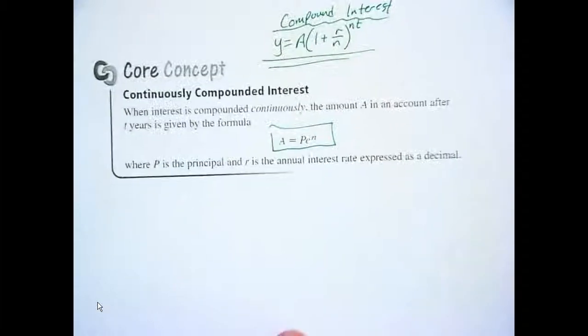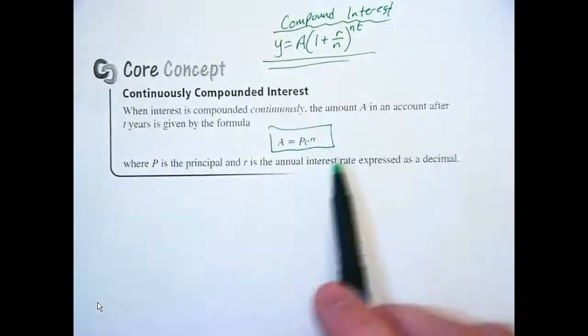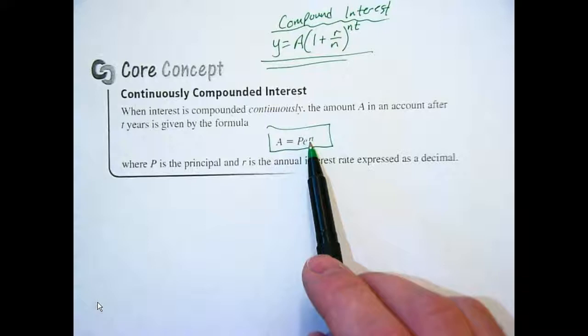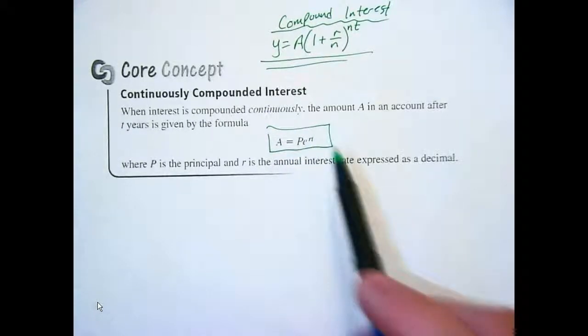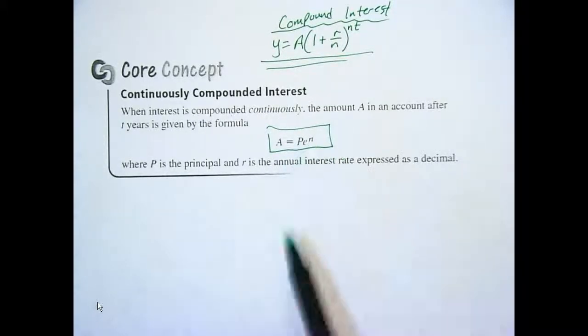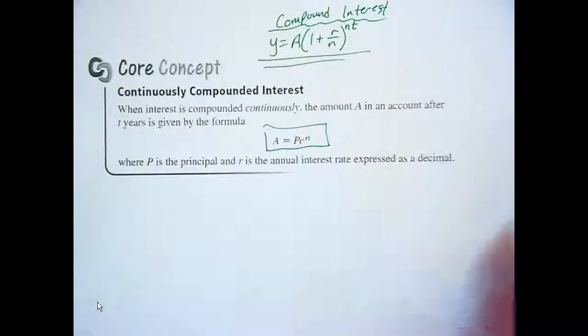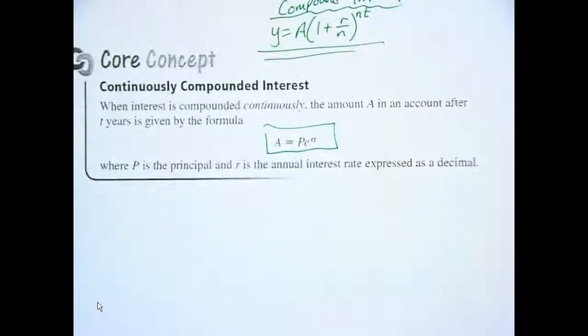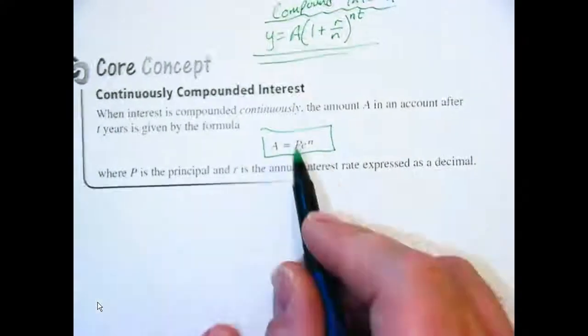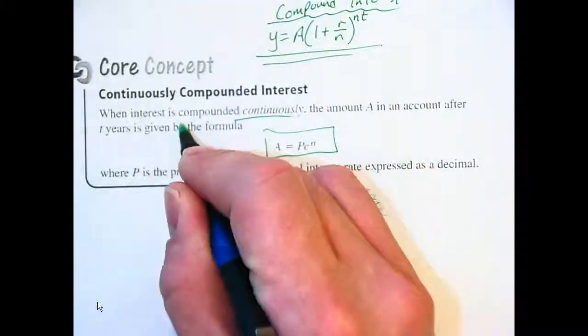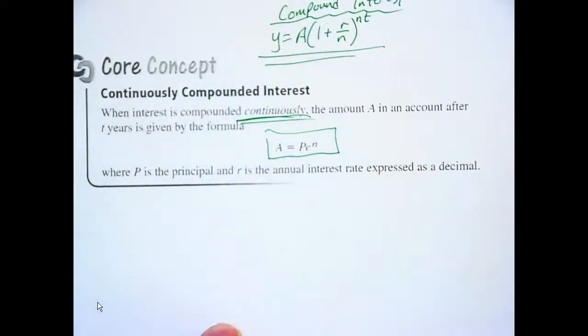We define our base as e in continuously compounding interest, and then our rate is up here in the power position. A lot of times we just say A equals Pe^(rt), P-E-R-T. Just make sure you understand that when you're using this formula, you're looking for the continuously piece.